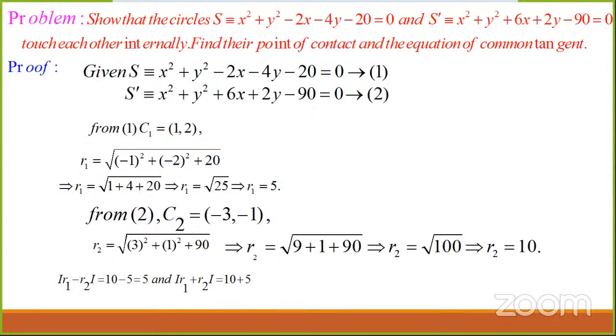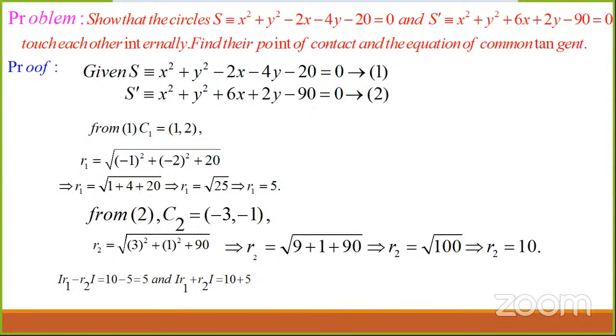Let us take the question, children. Show that the circles S: x square plus y square minus 2x minus 4y minus 20 equal to 0, and S dash: x square plus y square plus 6x plus 2y minus 90 equal to 0, touch each other internally. Find their point of contact and the equation of the common tangent.